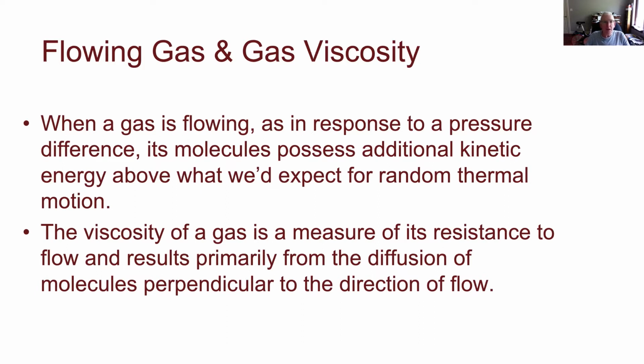So the first difference in this and what we've been doing is now we're talking about a flowing gas. So a gas that's actually moving collectively through a pipe, say. Right, so it's flowing in response to something like a pressure gradient that says the gas is going to go from high pressure to low pressure. Because of that, the molecules in the gas have excess kinetic energy, or more kinetic energy in the flow direction than they would just from being at the temperature that the gas is at.